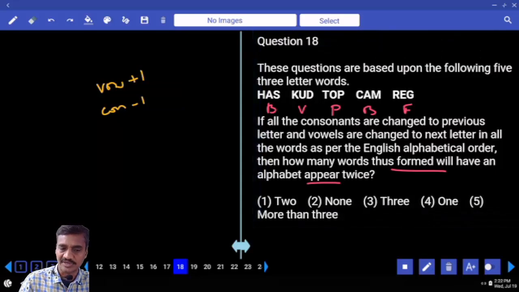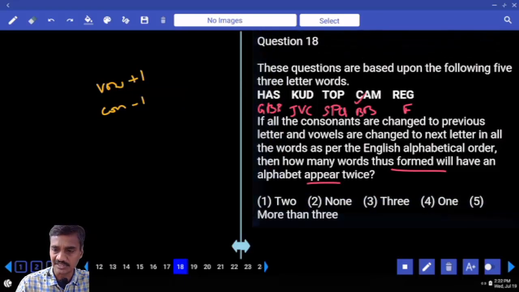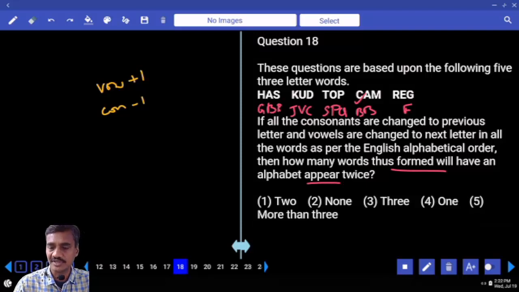Then consonant minus 1: H to G, S to R, and K to J, D to C. Now this is S and this is R, and C minus 1 is B, hence the letters were repeated. Then here R minus 1 is Q, G minus 1 is F. Then how many are there? Now CAM and REG, in these 2 words the letters were repeated, that is choice 1, question number 18.